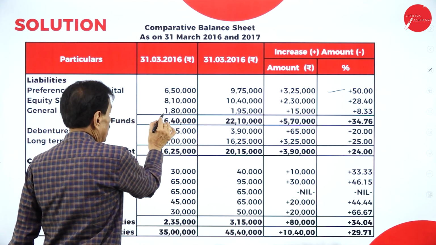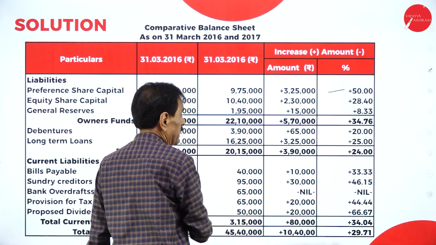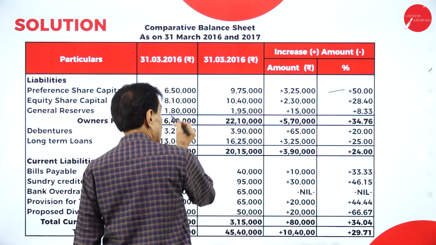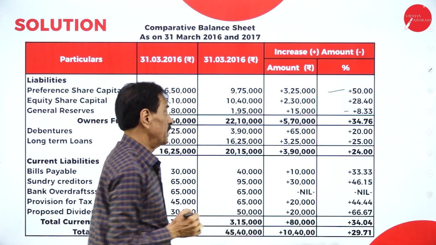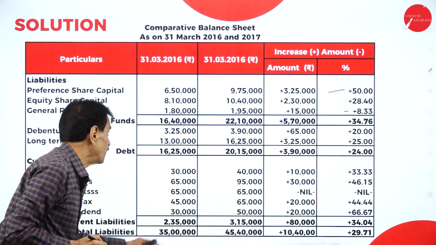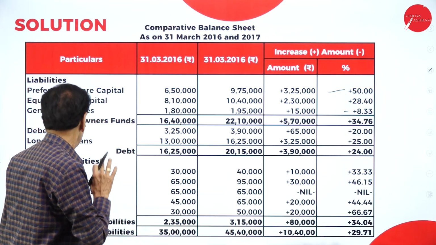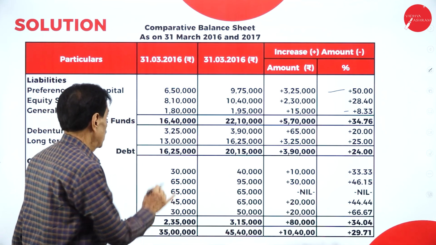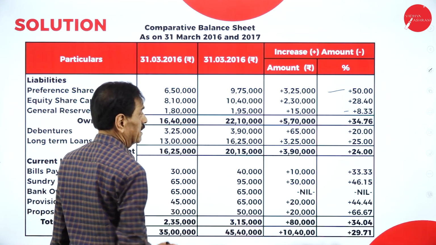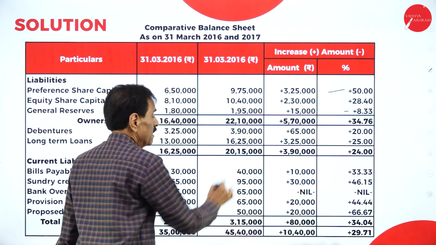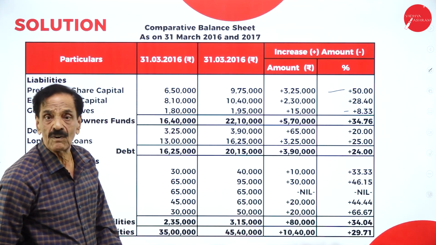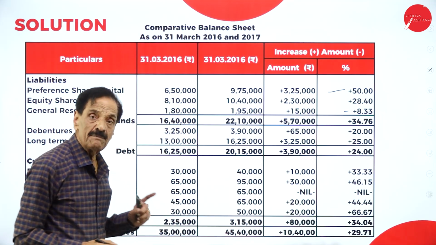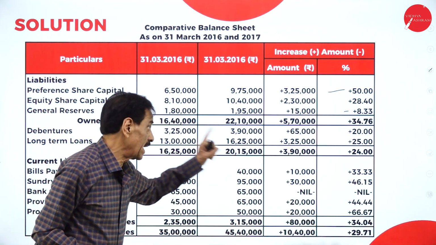Then general reserve 1 lakh 80,000 to 1 lakh 95,000. There was an increase of 15,000. 15,000 divided by 1 lakh 80,000 into 100 is 8.33% increase. So if I make the owner's part: preference share capital, equity share capital, general reserve, and profit and loss account. It's called bonus fund. 16 lakh 40,000 to 22 lakh 10,000, an increase of 5 lakh 70,000. 5 lakh 70,000 divided by 16 lakh 40,000 into 100 is 34.76%.